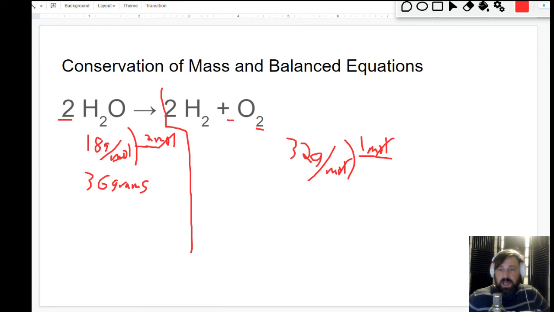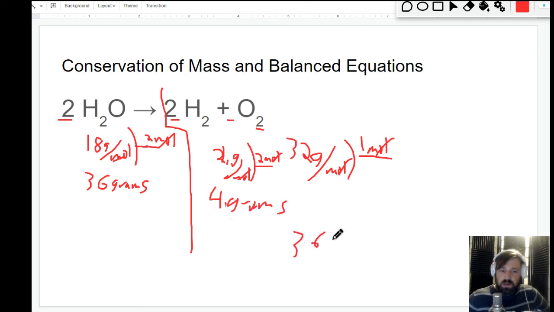Let's do the same thing for hydrogen gas here. H2. Hydrogen is 1. See that there? 1. But there's 2 of them, so it's actually 2 grams per mole. And for this guy, we have 2 moles. Moles cancel. So this makes it a total of 4 grams. And sure enough, 32 plus 4 is 36 grams.